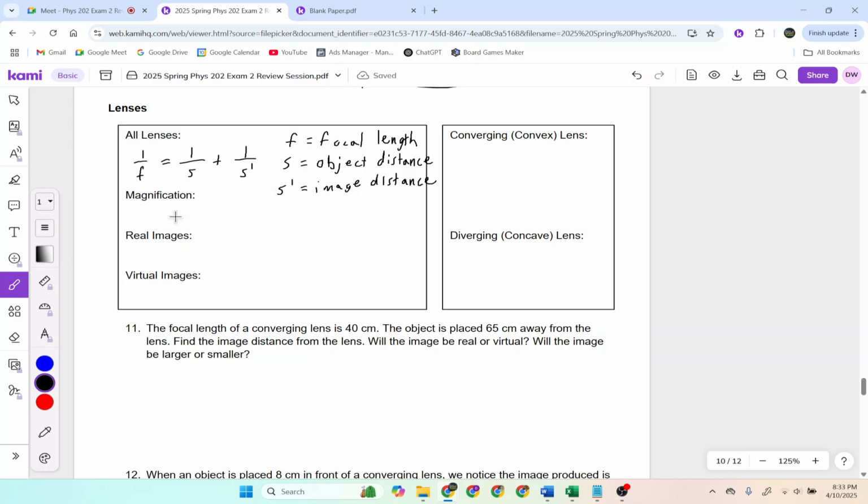Then we have magnification. The equation for magnification is capital M equals negative s prime over s, or height of image over height of object, h prime over h, where h is height.